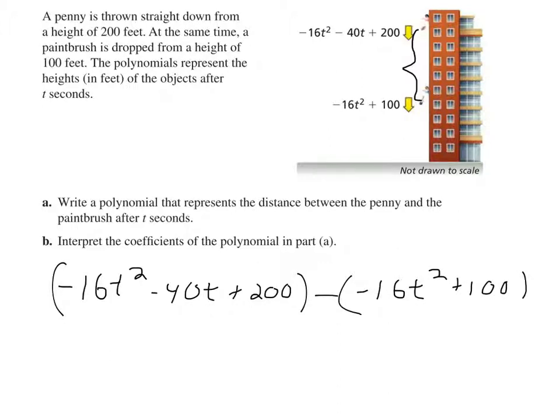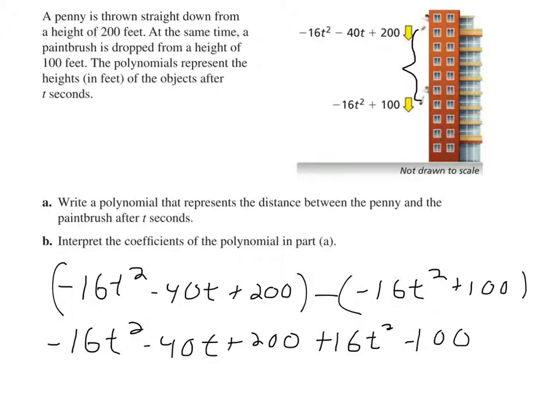Now remember that when I'm doing a subtraction of polynomials, I want to distribute my negative and turn it into an addition problem. So this is going to become negative 16t squared minus 40t plus 200 plus 16t squared minus 100. Now what's going to happen is this negative 16t squared plus 16t squared are going to be combined because they're like terms. I have nothing to combine with the negative 40t, so I just include that by itself, and I'm going to put the constants next to each other.